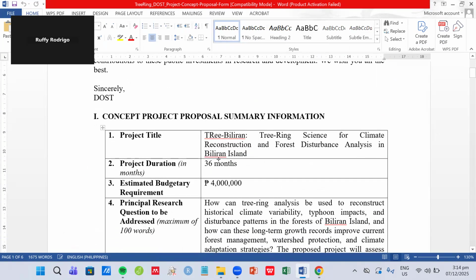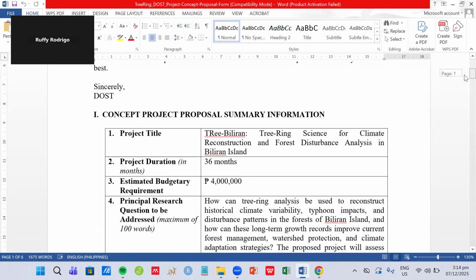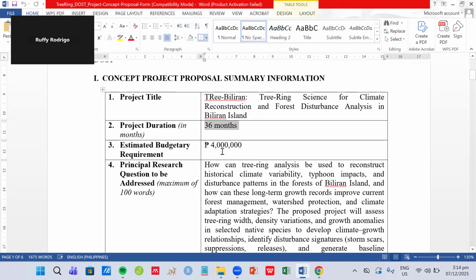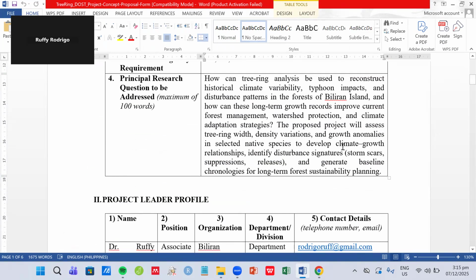Project title, let's say, Tree ring science for climate reconstructions and for disturbance analysis in Biliran Island. And let's say I put 36 months, and I'm asking for 4 million. The principal research questions are basically very short. How can tree ring analysis be used to reconstruct historical climate variability, typhoon impacts, and disturbance patterns in the forests of Biliran Island? And how can these long-term growth records improve current forest management, watershed protection, and climate adaptation strategies?